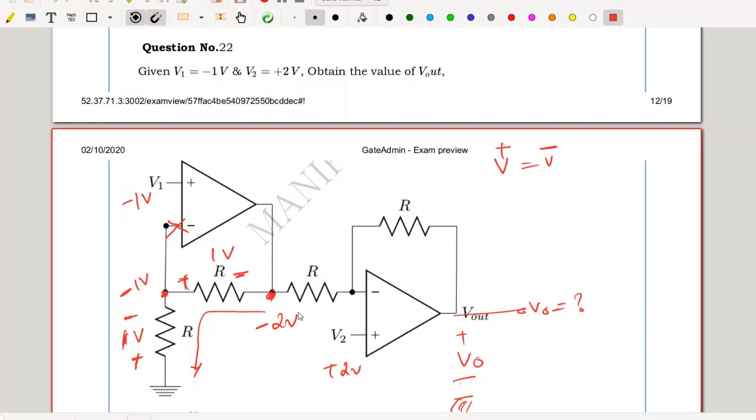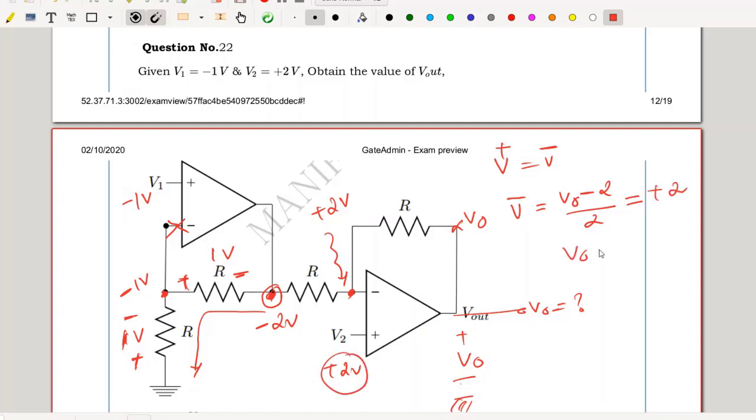V plus equal to V minus is valid. I am expecting a positive 2 volts at my V minus. That can be easily identified. This minus 2 and this node voltage V out divide equally between equal resistors. So my V minus should be equal to (V out minus 2) divided by 2, and that should be equal to my V plus, which is positive 2 volts. That implies V out equals 4 plus 2 equals 6 volts. Hence V out is positive 6 volts.